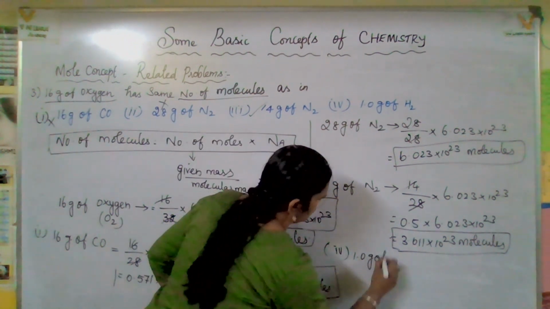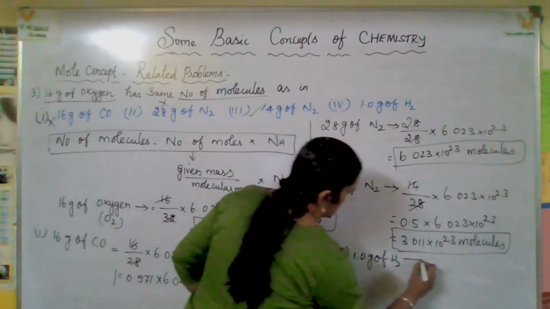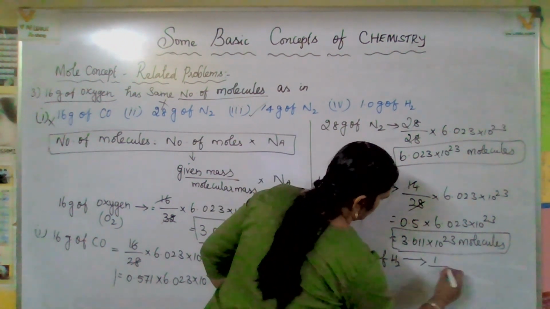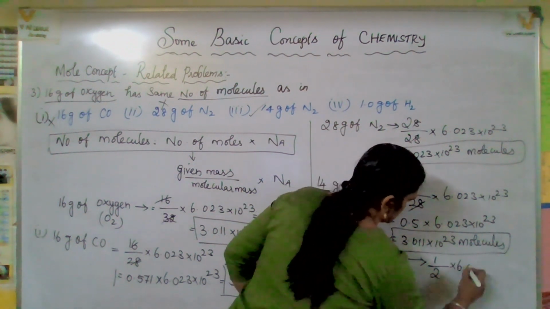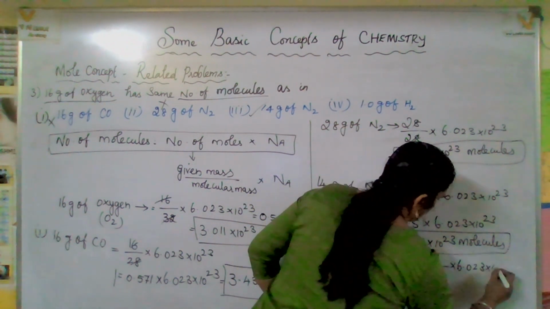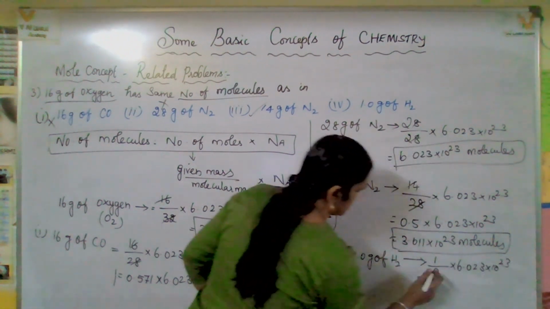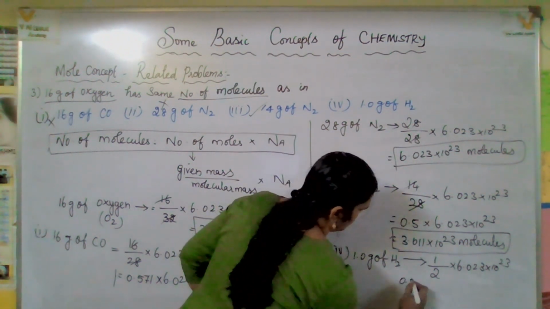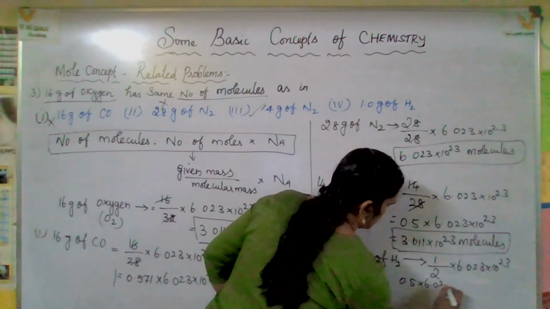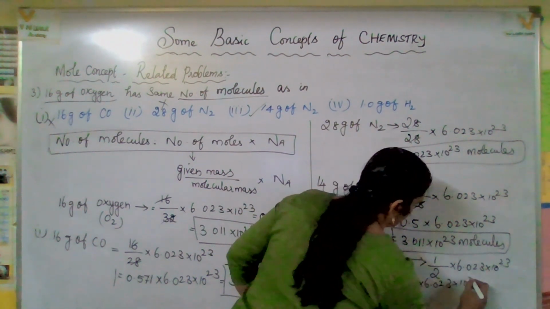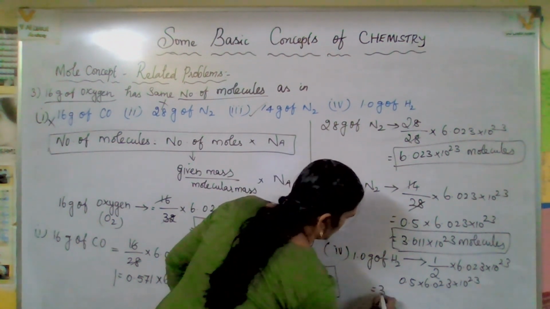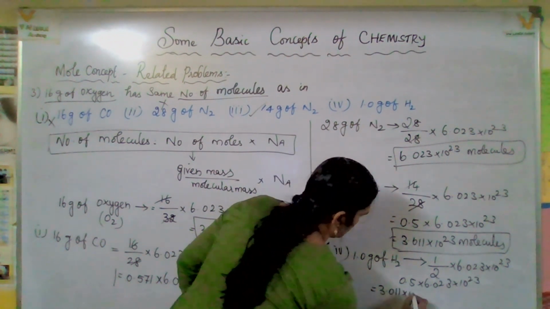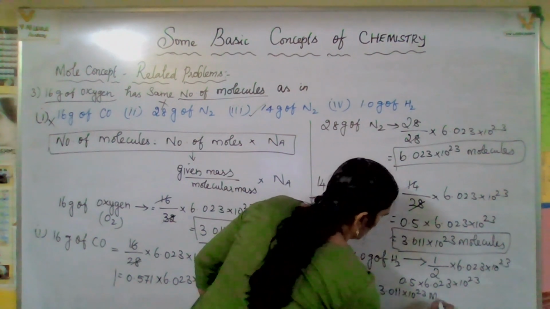1.0 gram of hydrogen. Here, 1 gram divided by the molecular mass of hydrogen, which is 2, into Avogadro number 6.023 into 10 to the power of 23. Of course, it is 0.5 only, 0.5 into 6.023 into 10 to the power of 23. So what answer will you get? You will get 3.011 into 10 to the power of 23 molecules.